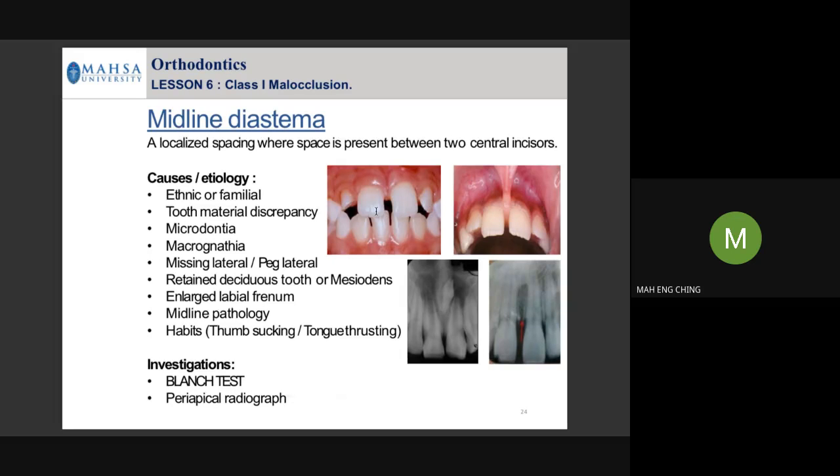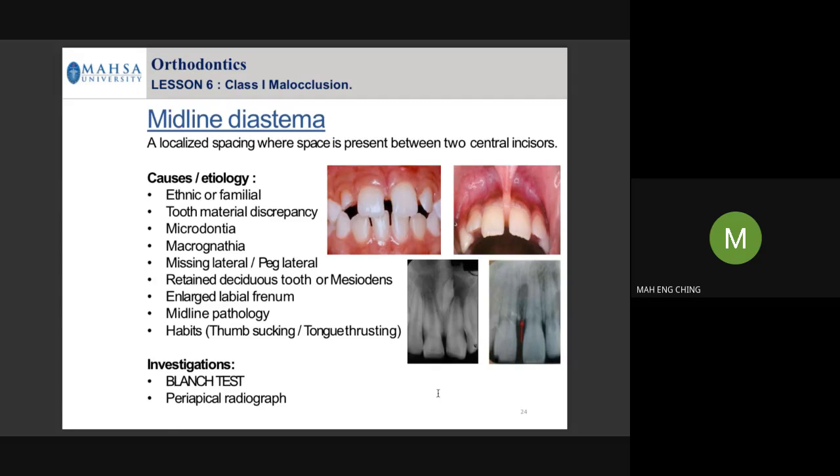Median diastema is very common. It can be due to the frenum, or the physiological space being too much, or the arch being too wide. It can be due to the frenum occupying the space between the central incisors, or something stuck between the central incisors. For this X-ray example, you can see there's a supernumerary wedged between the central incisors causing the spacing.